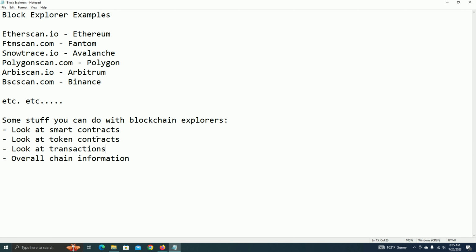So what exactly can you do with blockchain explorers? I quickly touched on the overall chain information that you can derive from it, but you can also look at smart contracts, you can look at token contracts, really any kind of contracts, and you can also look at transactions. This to me is the most important thing, because this allows me to keep track of everything that I've done in the past, and for archiving purposes this is really valuable. I also like to save these transactions so that when I'm doing taxes or something like that, I can better understand what was going on at a particular date.